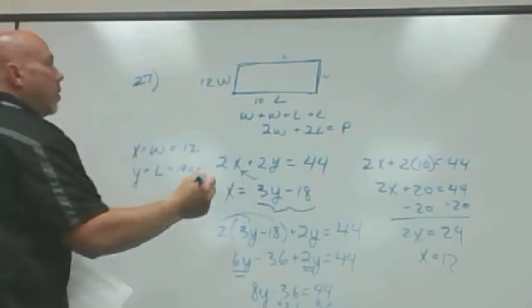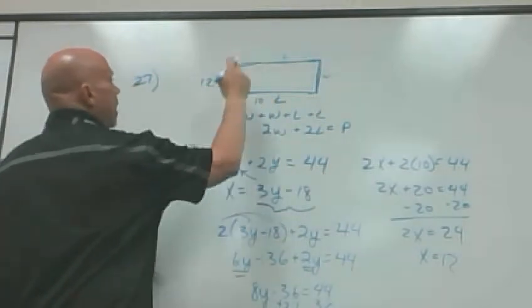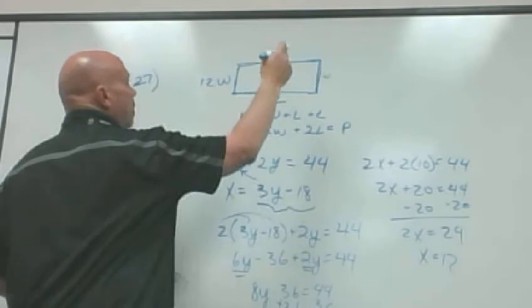Okay, and so we could do a quick check. We got 10 plus 12 is 22, plus another 10, 32, plus 12.